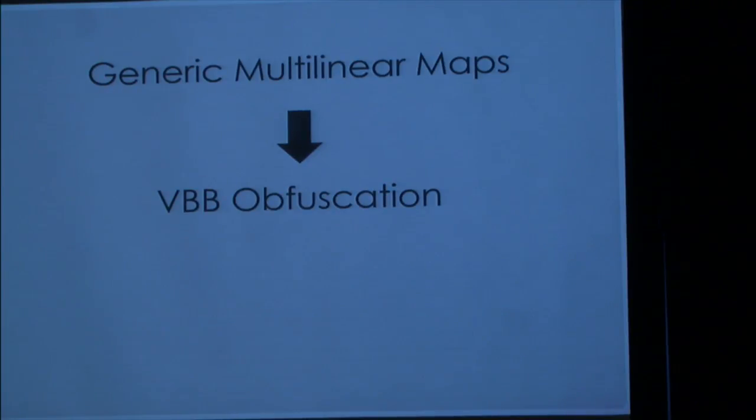OK, so at first glance, when you think about this reduction, it's not completely clear what kind of confidence we are supposed to get from it, because we know that VBB obfuscation is not possible in general. And this means that generic multilinear maps are also impossible to realize in the plain model. Like a random oracle model kind of result? Yes, this is kind of a random oracle result that we take.